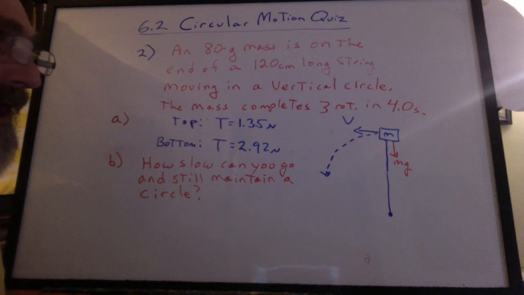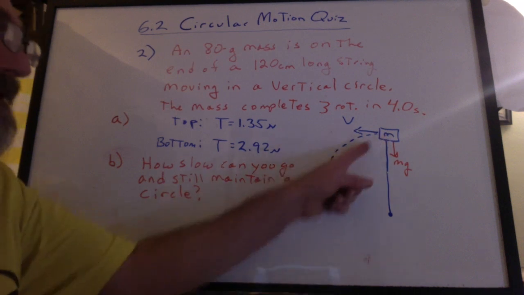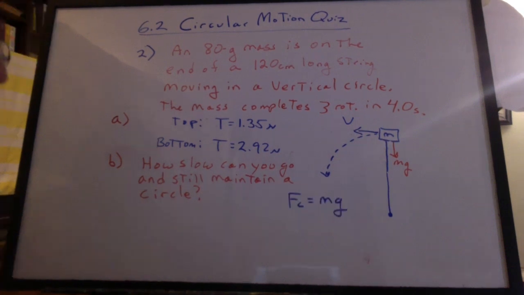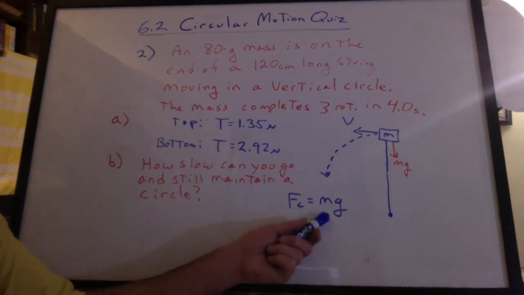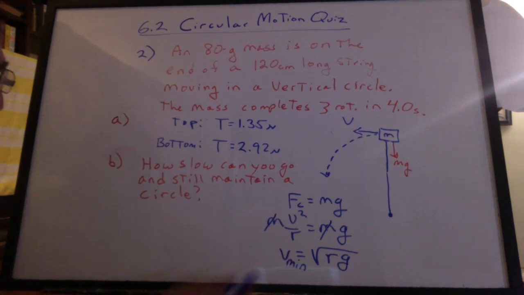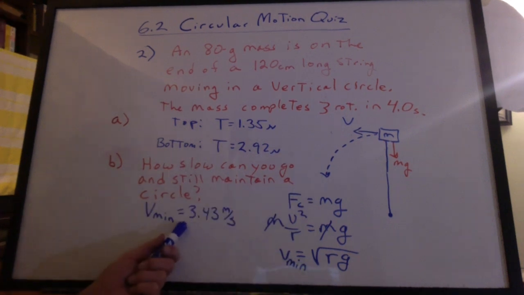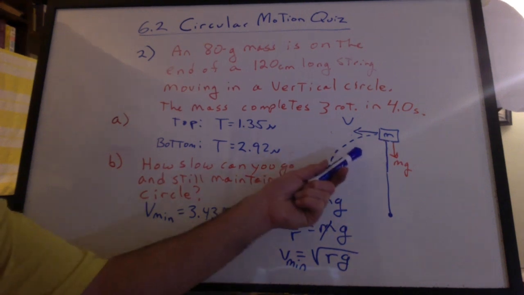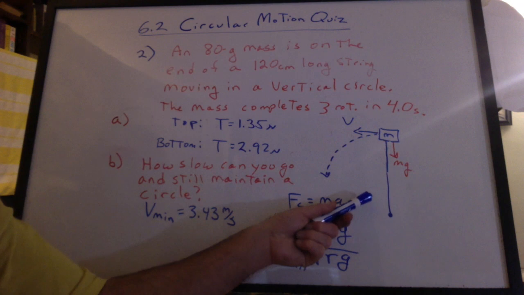Any slower than that, and the force of gravity will be too big, and it'll curve in too tight, and the string will start to collapse. Well, then we can say that the FC is produced solely by gravity. FC is mv squared over r. Masses cancel. And we can say v equals the square root of rg. That's a minimum. That's as slow as you can go and maintain the circle. Plug in your values, and you get 3.43 meters per second. If you tried doing that with the lab, you'd get to the point where the spring scale would read 0.